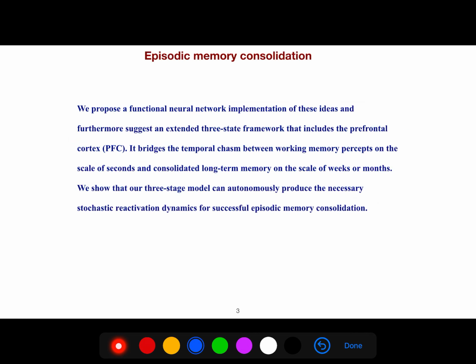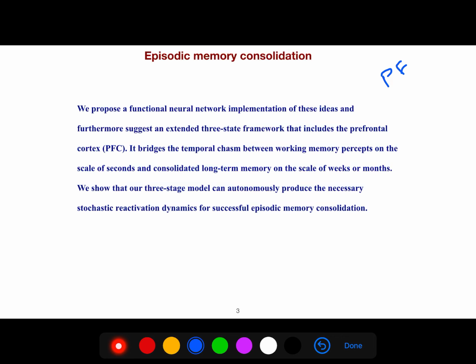And what is episodic memory consolidation? We propose a functional neural network implementation of these ideas and further suggest an extended 3-stage framework that includes prefrontal cortex. It bridges the temporal chasm between working memory percept on the scale of seconds, which is very fast, and consolidated long-term memory on the scale of weeks or months. So if you don't sleep well, then you cannot understand and learn efficiently.